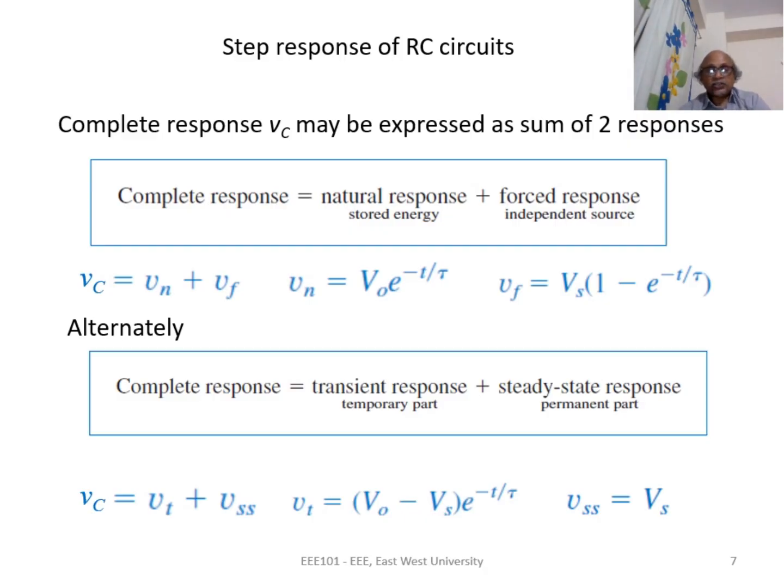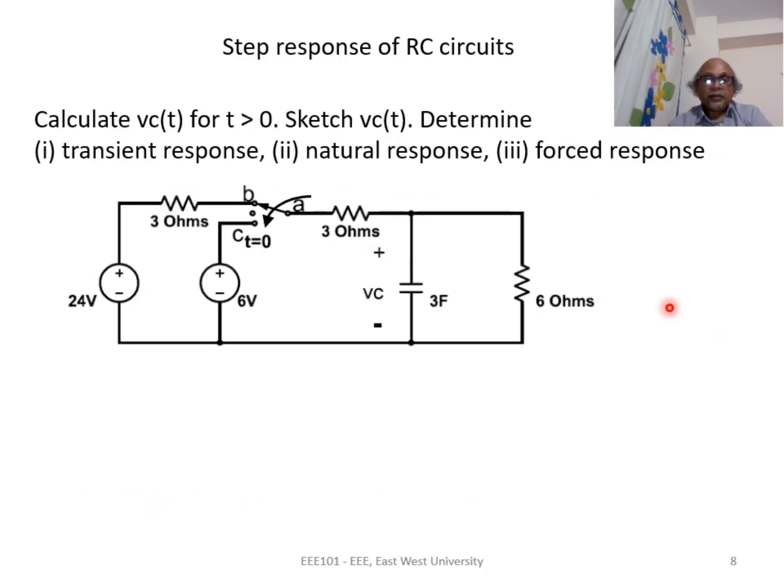Okay, now let us solve a problem. In this circuit, the switch was at position B for a long time. At t equal to 0, it has been thrown to C. We want to determine Vc(t), we want to sketch Vc, and we also want to find out the transient response, the natural response, and the forced response.